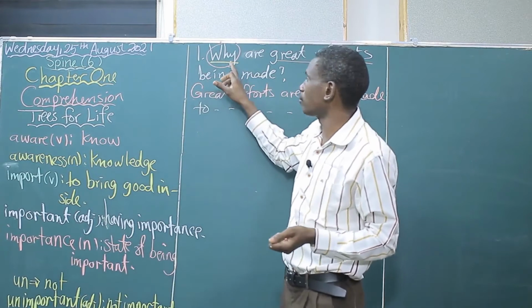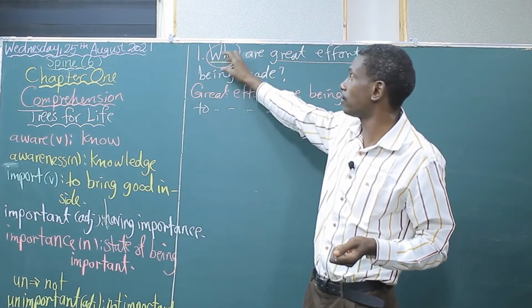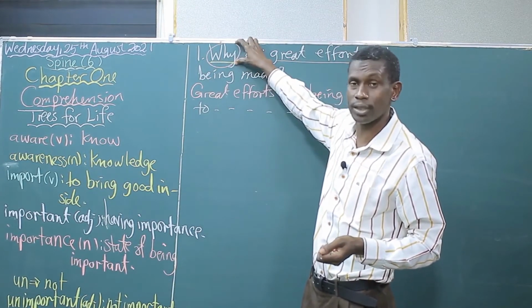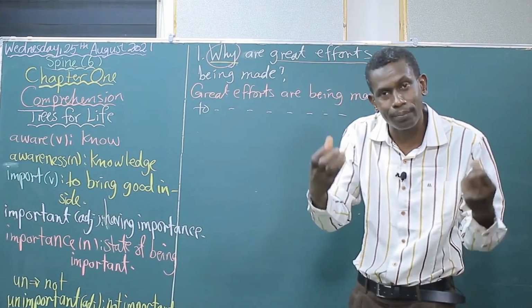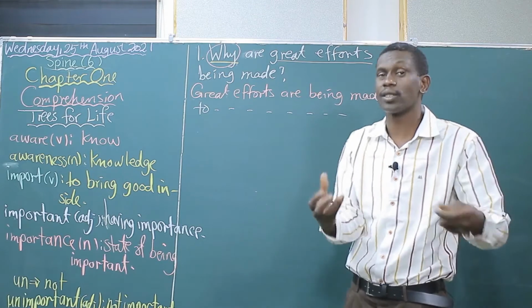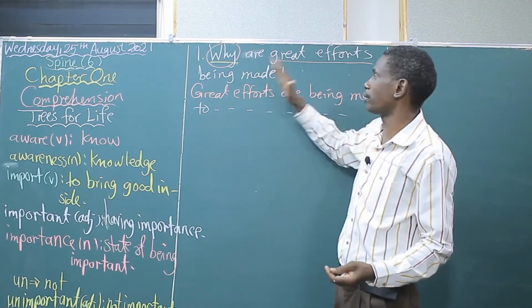First, you underline the time marker. You underline the WH word. This WH word tells you exactly the point of the question. What is the point of the question? The point is that why great efforts are being made.